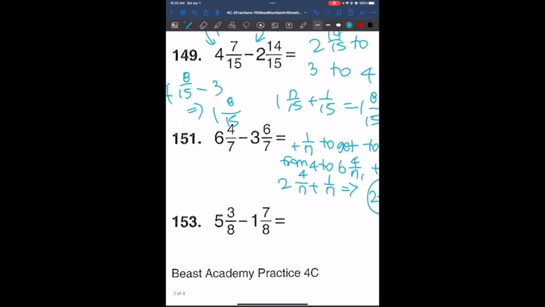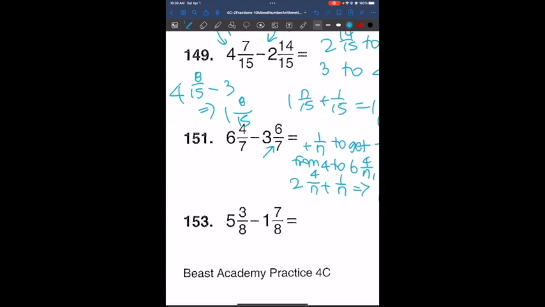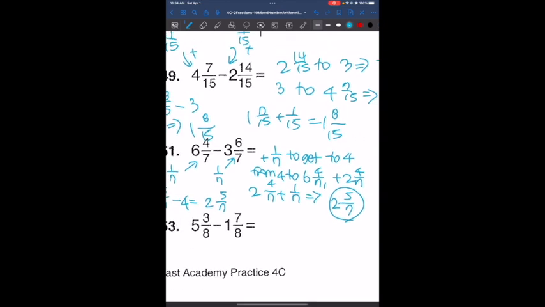Now another way to think of this is 3 and 6 over 7 is 1 over 7 less than 4. And so we're going to add 1 over 7 to both sides. And so it's going to be 6 and 5 over 7 minus 4, which is going to be 2 and 5 over 7. So we get the same answer.